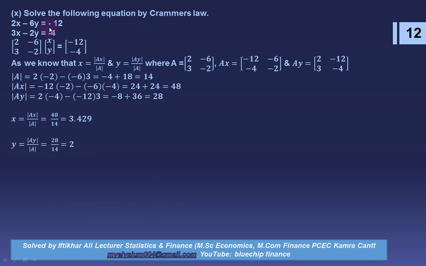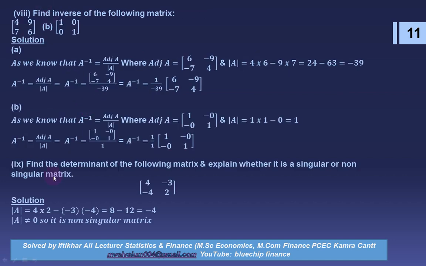Question number 10 is: solve the following equations by Cramer's rule. 2x minus 6y equals minus 12, 3x minus 2y equals minus 4. So first of all, we will have to create the matrix. The matrix will be 2, minus 6, 3, minus 2, times x and y, equal to minus 12 and minus 4. Here in Cramer's rule, we need 3 different determinants: determinant of A, determinant of AX, and determinant of AY. And the way to calculate a determinant is the same as we discussed in questions number 8 and 9.